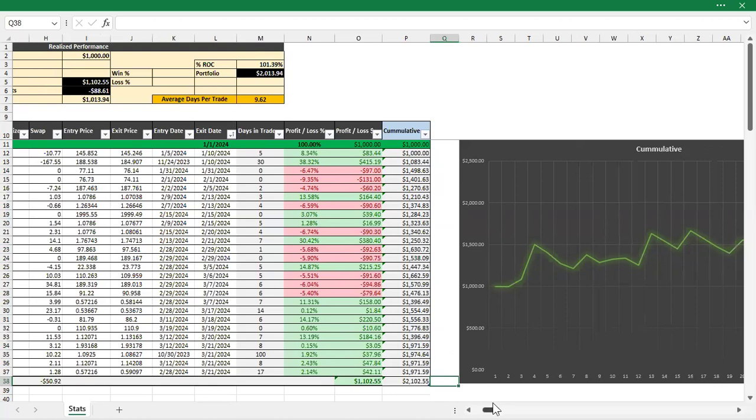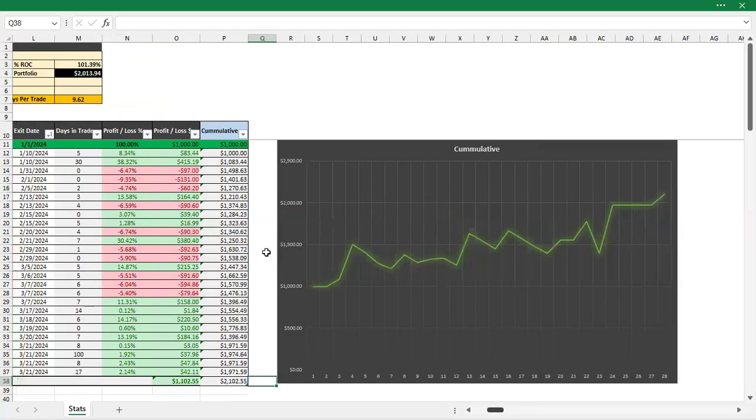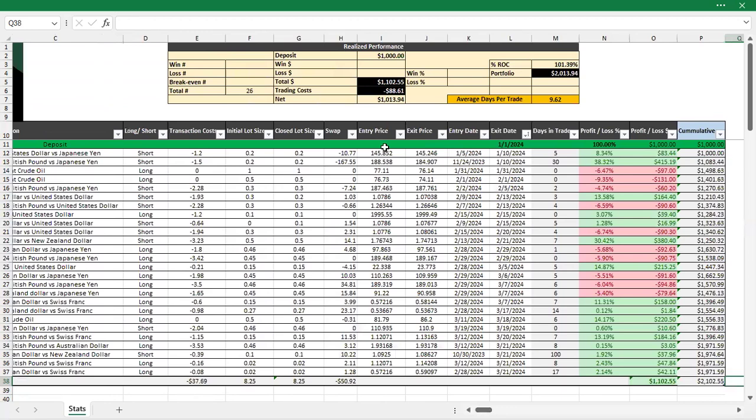And then of course, on the side here, we just have a diagram showing the accumulative profits of the actual portfolio. And then up on top here, as you can see, the trading costs, which of course are accounting for the transaction costs, which is the commission that the broker charges me, as well as the swaps.